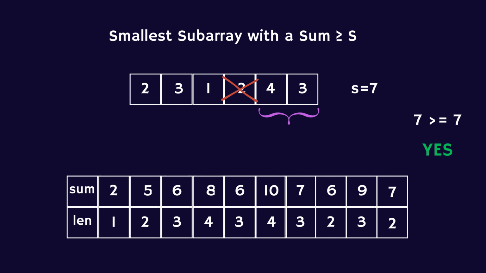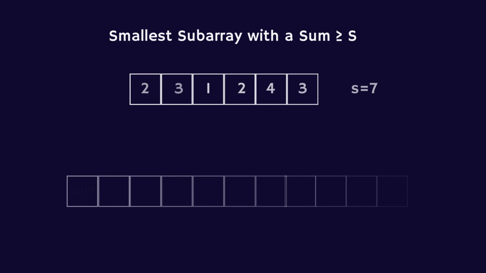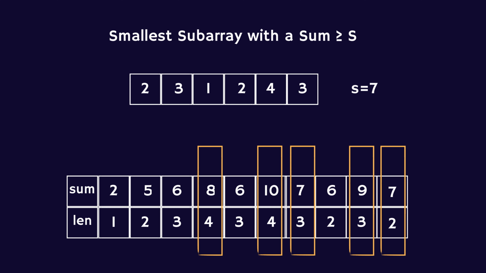Okay, now we finish iterating over all the array. So let's look at the table we made. We have sums and lengths. So let's take all the sums that are more or equal than 7, s. Okay, we have this one and this, and this. We want to look at the smallest subarray, the smallest length one. What is the smallest one of these? 4, 4, 3, 3, 2. There is 2.